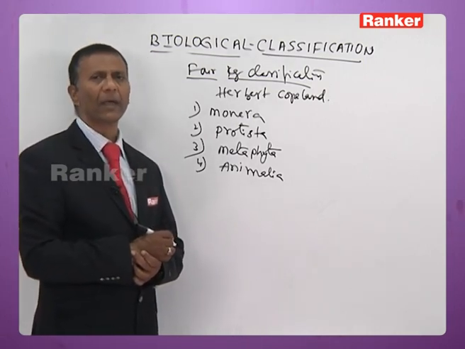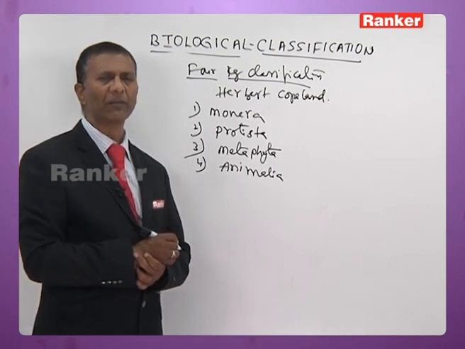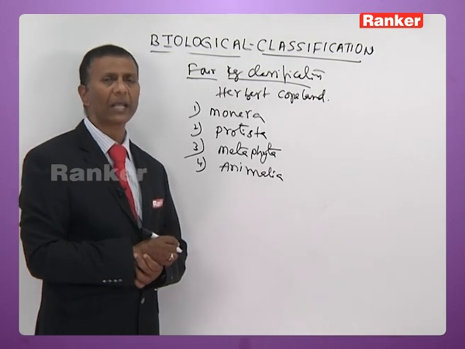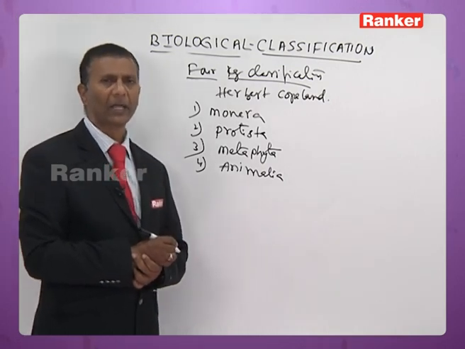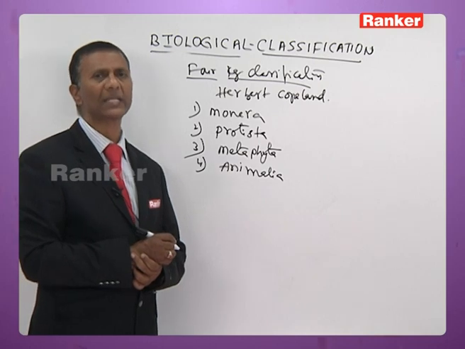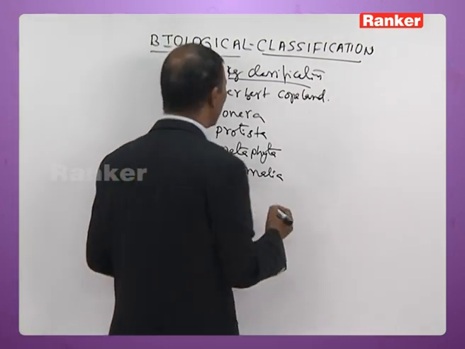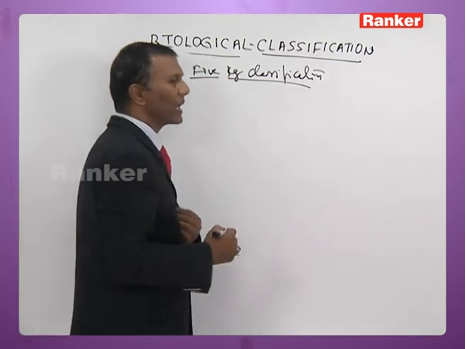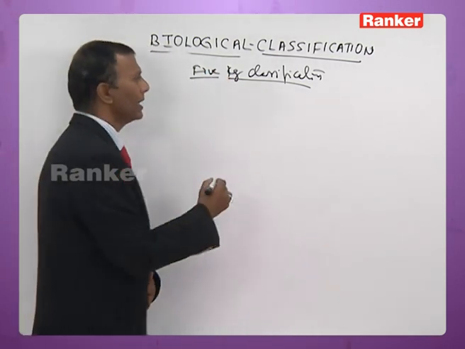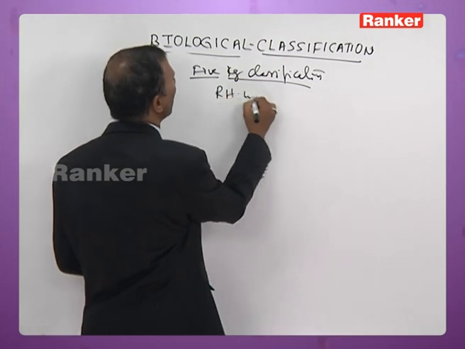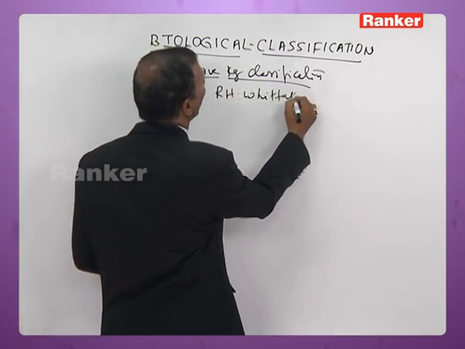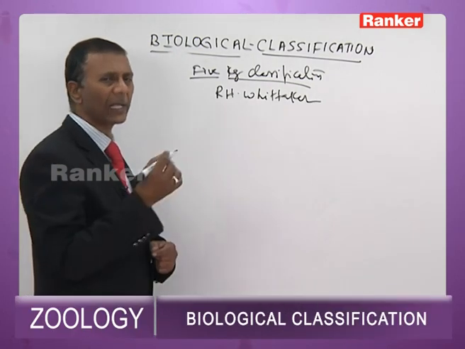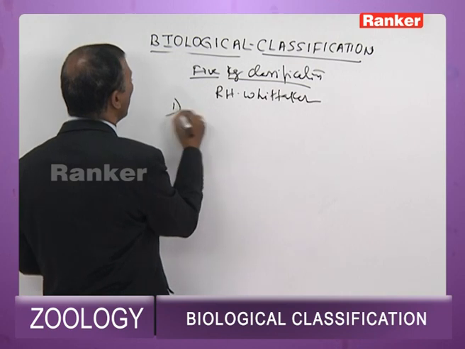But however, there was no clear systematic position for the fungi in the 4 kingdom classification. So in order to create a separate kingdom for fungi, the 5 kingdom classification came into existence. Now the 5 kingdom classification was put forth by R.H. Whittaker. And according to R.H. Whittaker, the 5 kingdoms are: number 1, Monera.